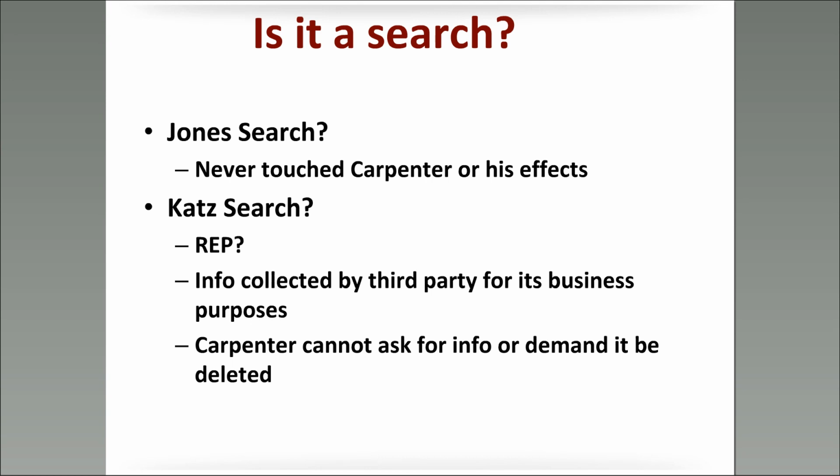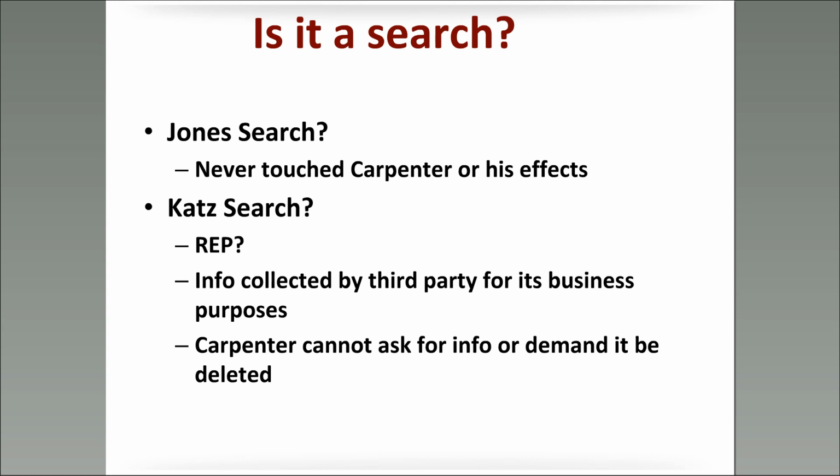So the other type of search that we know about, the one we all grew up with, was a Katz search. And the Katz definition, as you all know, was anytime the government intrudes into an area where there's a reasonable expectation of privacy, that's a Fourth Amendment event, and that's a search under the Fourth Amendment, and the government needs a warrant or an exception to the warrant requirement to do it.